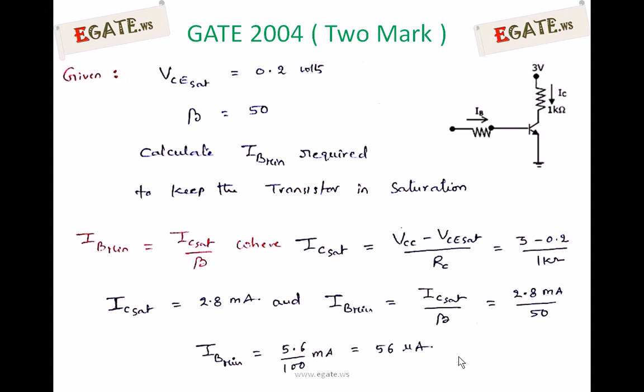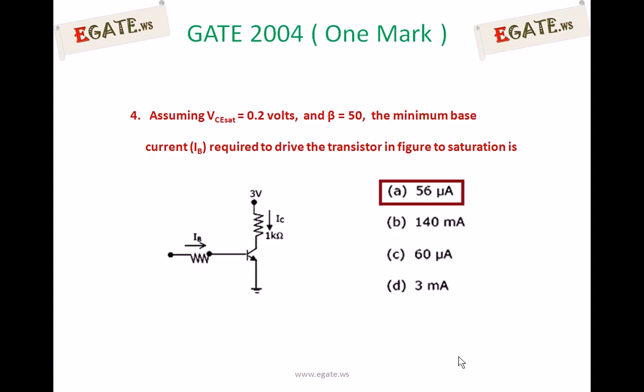So if we supply a minimum of 56 microamperes or more than this, the transistor will go into saturation. If you supply less than 56 microamperes, then the transistor will be in active mode. So the correct answer for the given question is A, 56 microamperes.